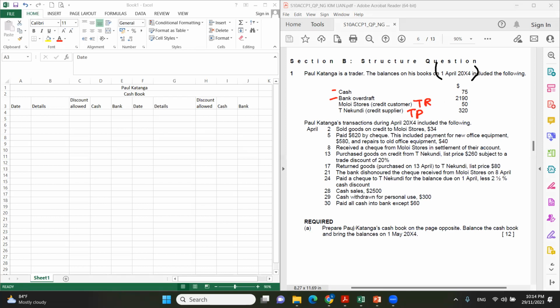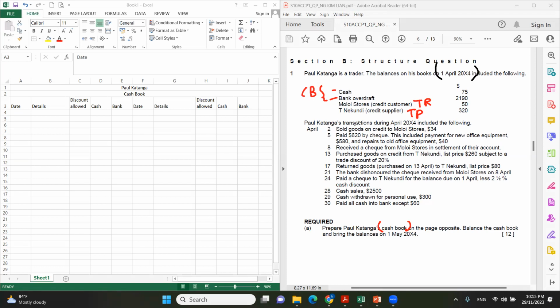The question says: prepare Paul Kantaga cash book on the page opposite, balance the cash book and bring down the balance on the 1st May. First of all, some of these transactions are related to the cash book, some may not. So these two are related to the cash book. The question asked to prepare the cash book account. Look into the items and think which ones are related to it.